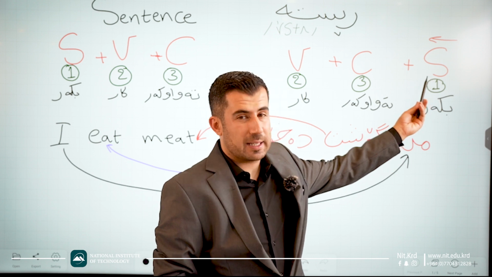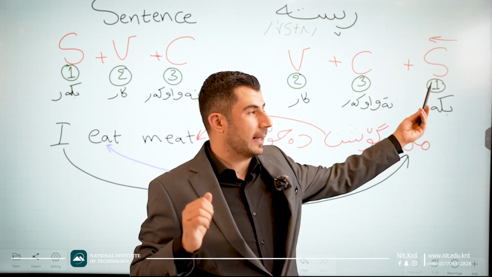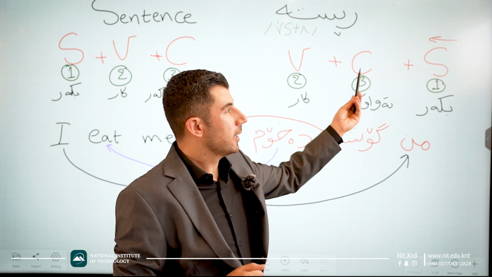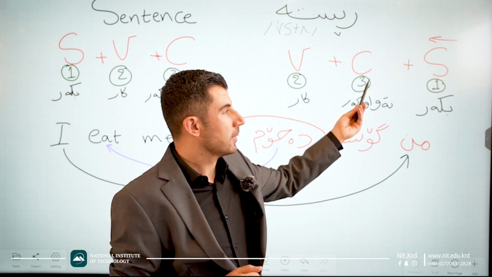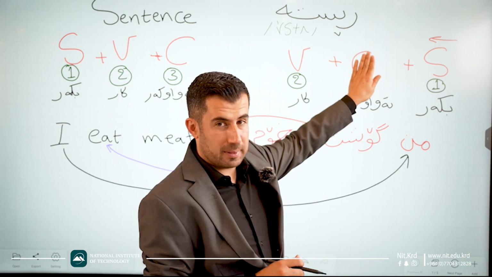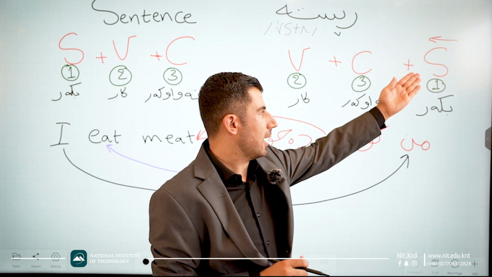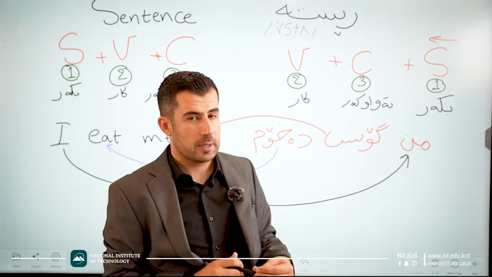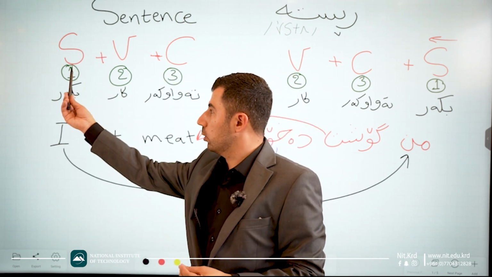The first one that comes first is subject, okay, like English. But the next one is complement. And the last one is verb. If we do not have a complement in the sentence, it's okay to have subject plus verb. Just have a look at the order.